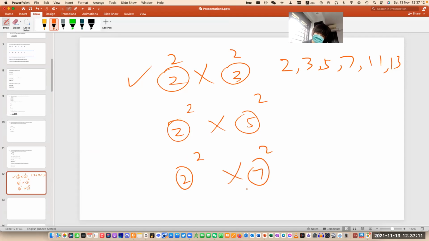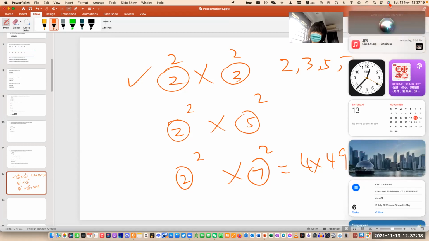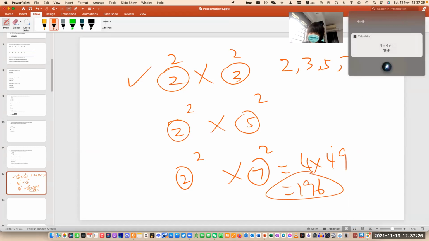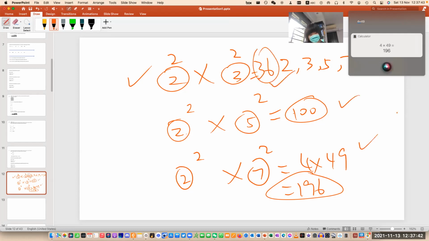2, 7. Does it work? So 4 times 49. The answer is 196. All right, so 196. So this is the max already. Okay, so this is 4, and so your answer is correct. So this is 9, and this is 36. All right, so it's 3600. So this finally got something correct.